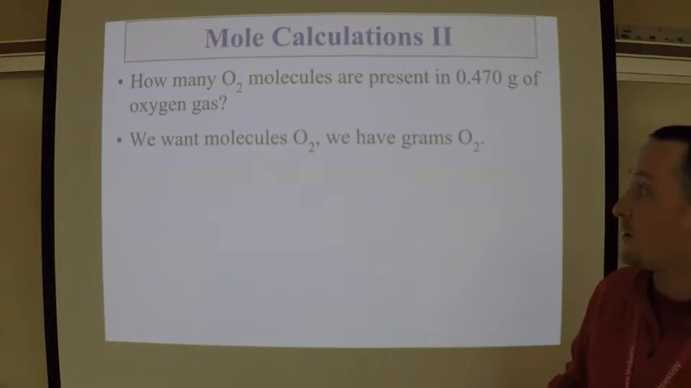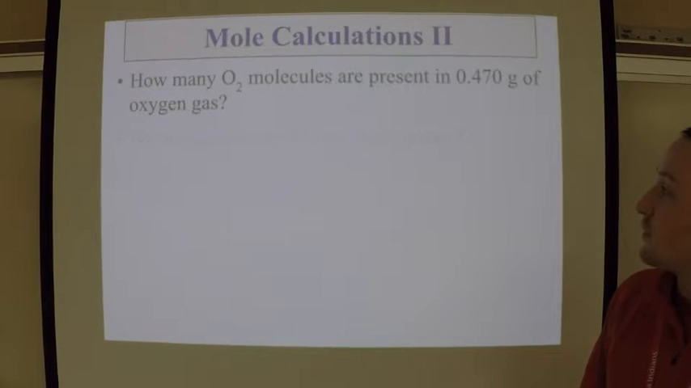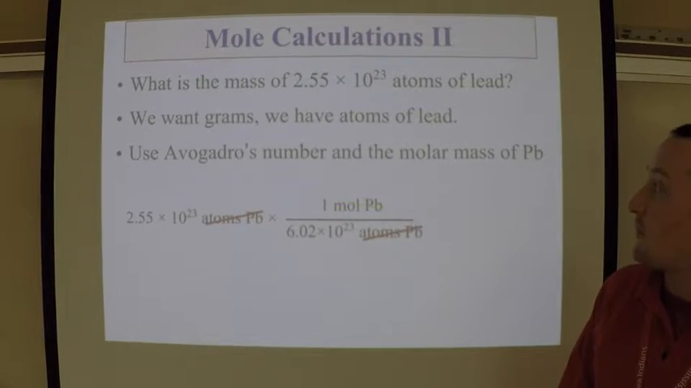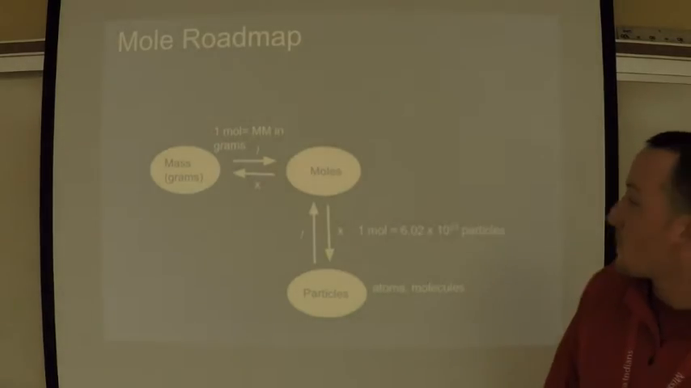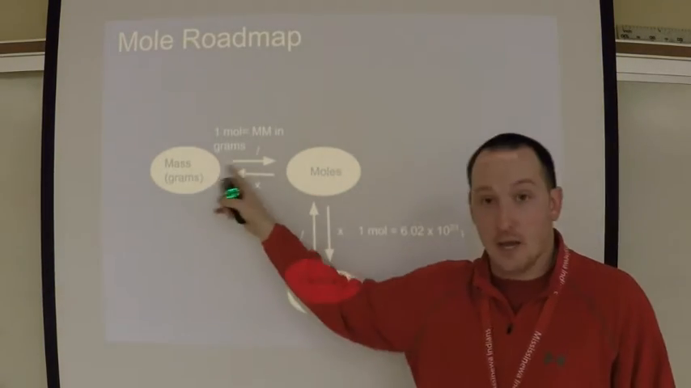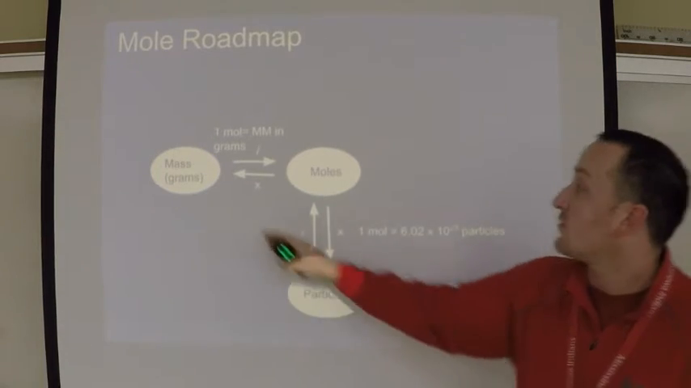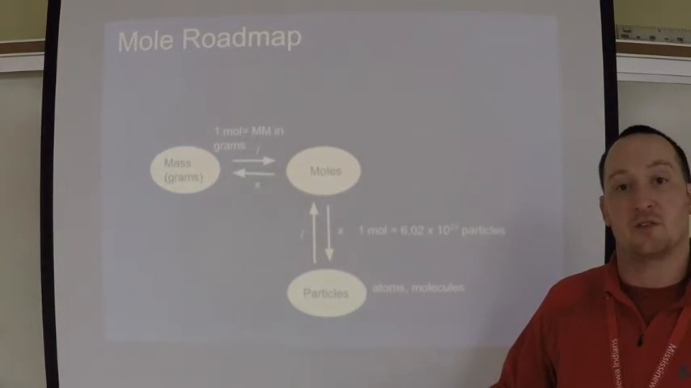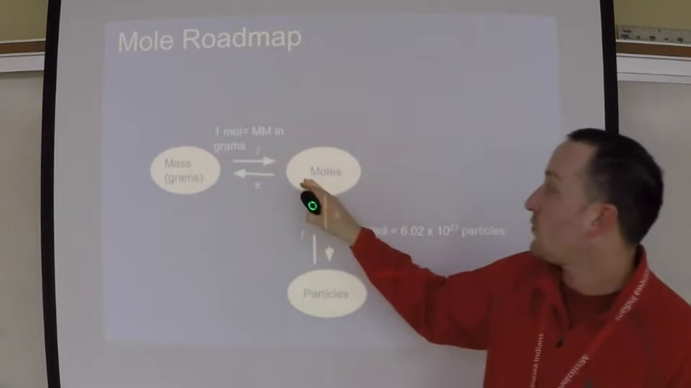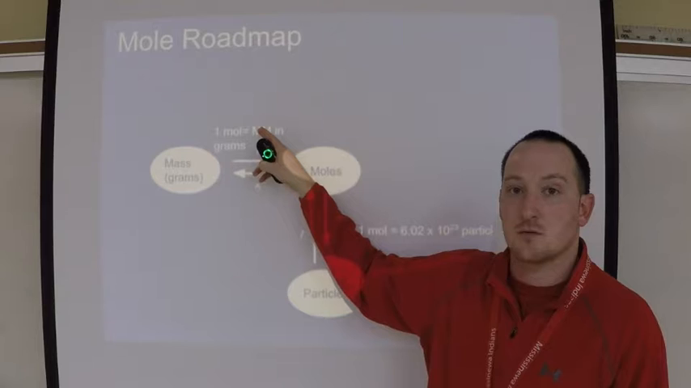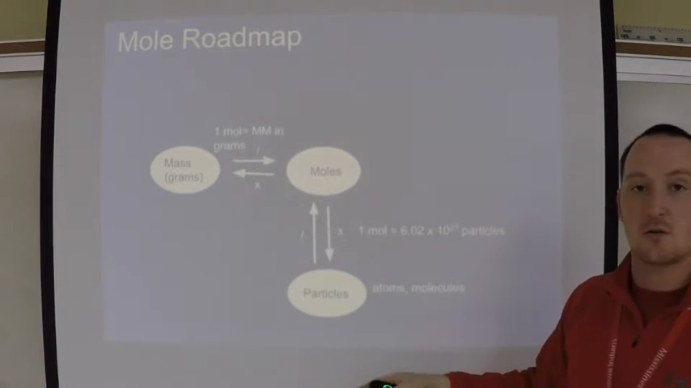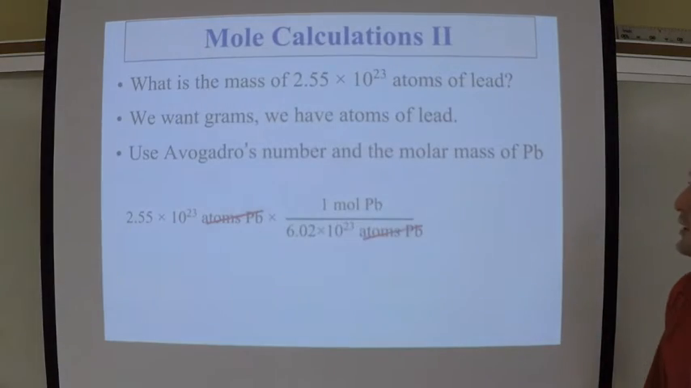Okay, because remember, if I go back to my mole map, because I want molecules and I have grams, I need to look at my mole map. I have grams and I wanted molecules, so now I'm just going to go the opposite way of the previous problem. I'm going to start here. In order to change from mass to moles, I'm going to use this conversion factor. In order to change from moles to particles, I'm going to use this conversion factor. Okay? So let's look at it real quick.